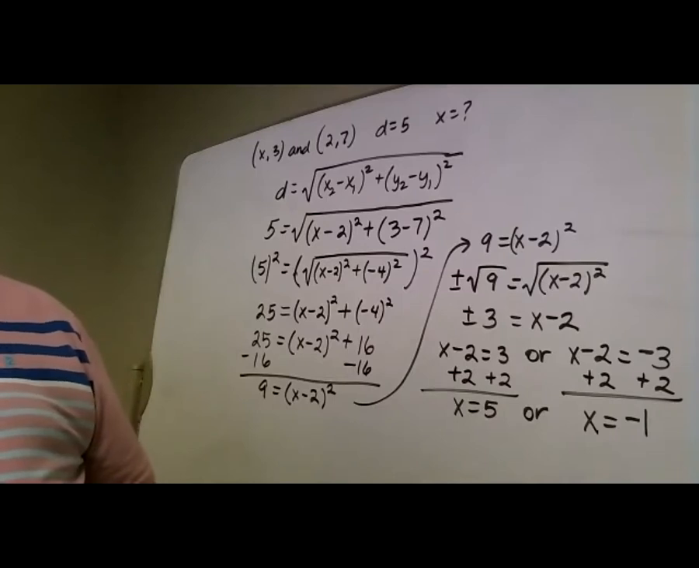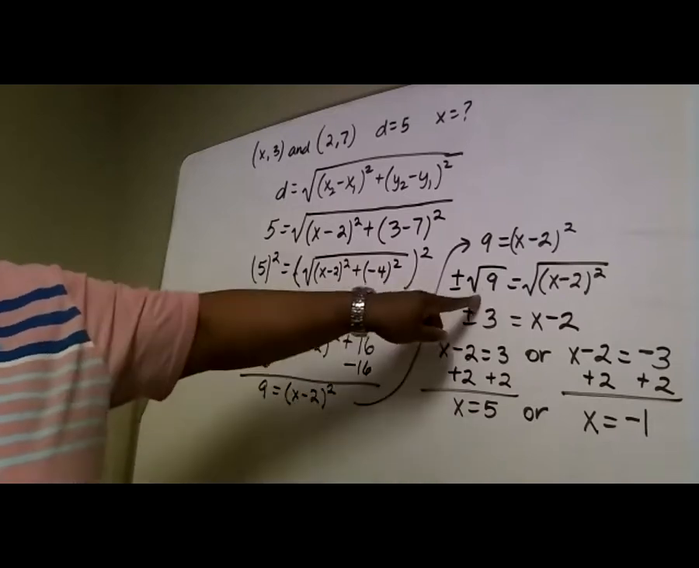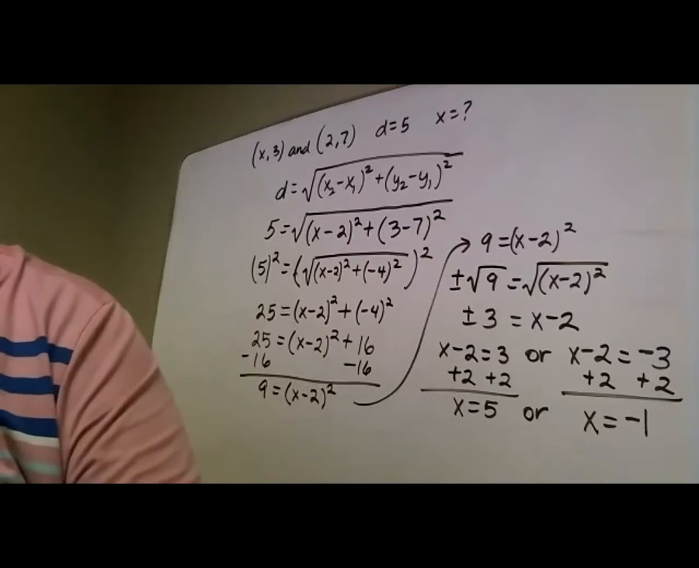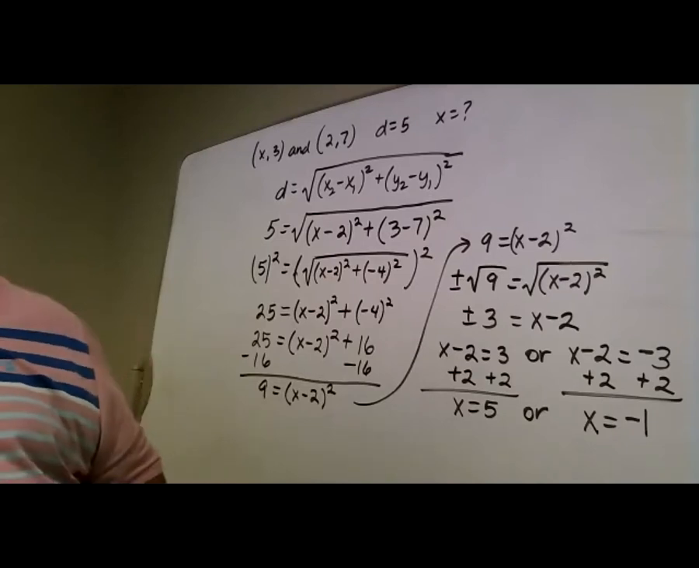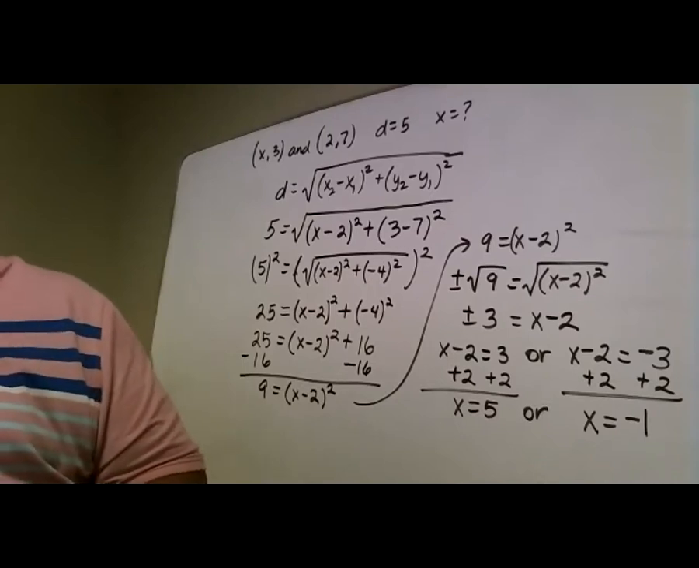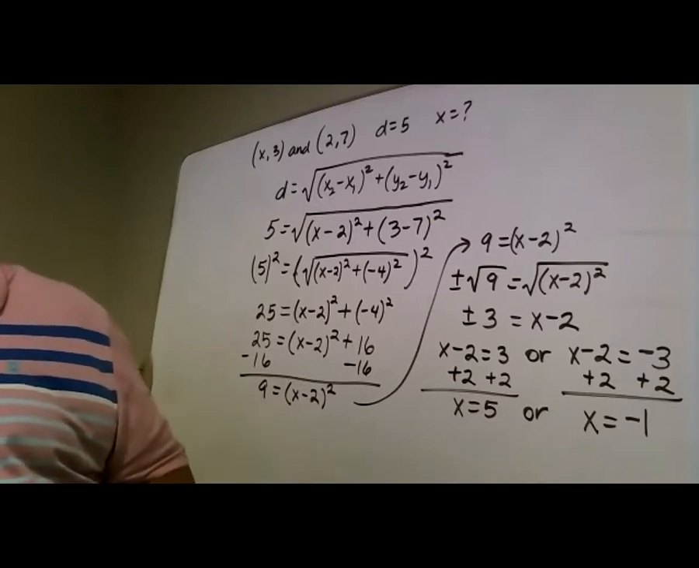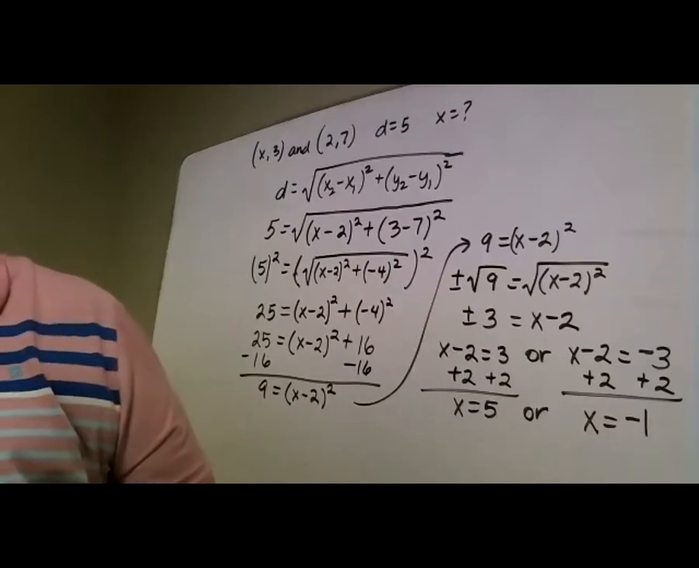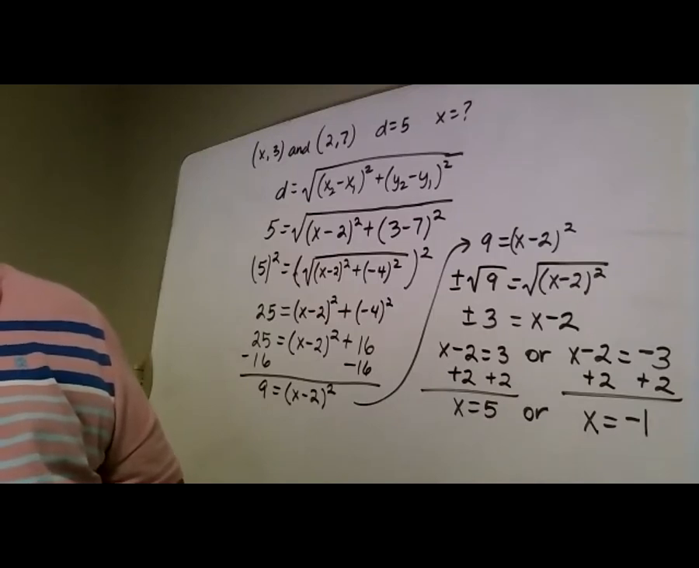Where did the 3 come from? Square root of 9. What number times itself gives you 9? Any other questions? Okay. So in this case here, we got 2 possible x values that would give us a distance of 5. All right, questions on that?